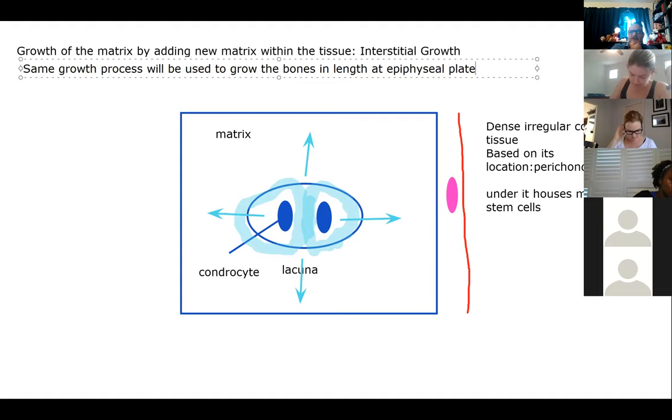All right, what do we have here? Hyaline cartilage. So not surprisingly, the same growth process that is used in hyaline cartilage is used here to make our bone model, and it's also going to be used to grow the bone in length. And again, this type of growth process, as I mentioned, is called interstitial growth.